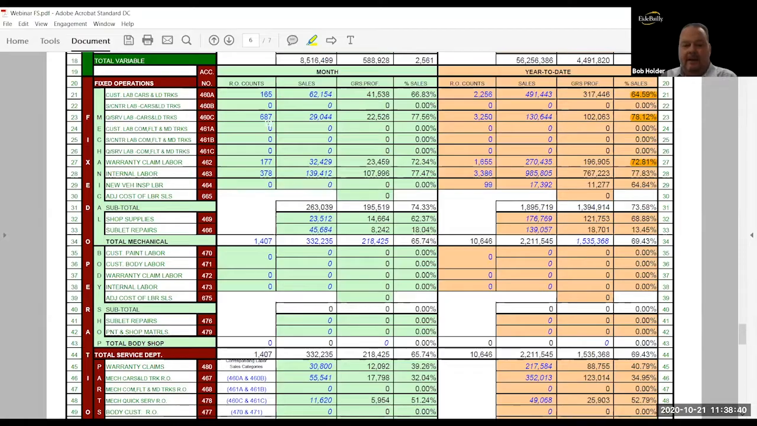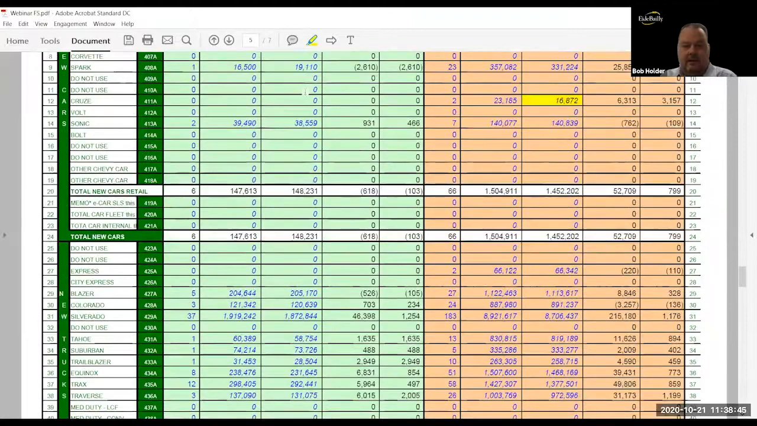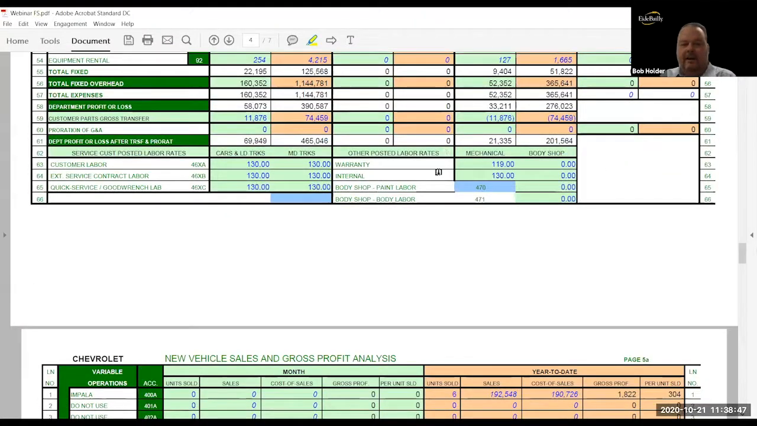And then what I do is jump back a page. Where is it? Sorry, don't get sick. And I look at, okay, we're getting $130. This is on the bottom of page 4 that tells the labor rates, right? This is customer labor, this is extended contract, quick service, warranty internal, and then this is service department, body shop. So what I'm showing here is we're collecting $130 in customer labor, but our warranty rate is 119. We may have an opportunity to get a bump in the warranty rate. That would be something I look at.